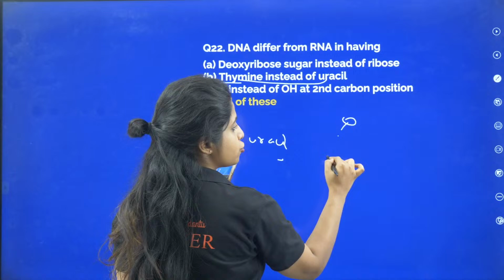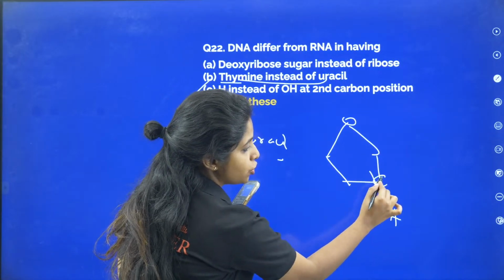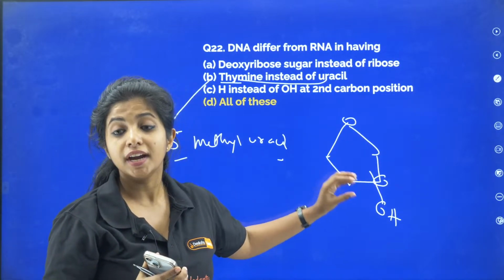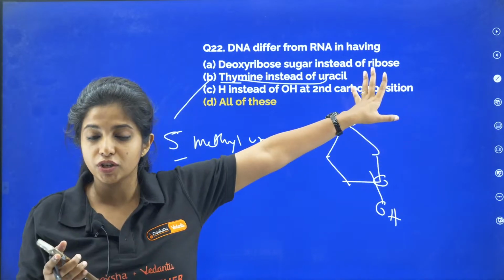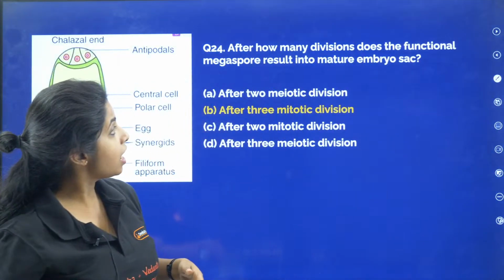If you talk about the pentose sugar, my dear children, in the case of RNA you have OH on the second position. But in the case of DNA, you just have H. You just have H. That is why it is known as deoxy. Oxygen is lost. So all of them are going to be correct. Okay. Next one. Next chapter.